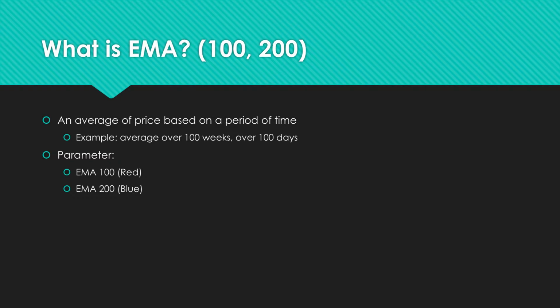So what is EMA? EMA is just a moving average of price based on a period of time. Whether that is 100 weeks or 100 days doesn't matter, it's just based on time. In our case, we're looking at the last 100 weeks. So notice I'm using a weekly chart. And the last 200 weeks. So we're looking at the very long term because we want to see the long-term trend. For the red one, it's actually a 100-week EMA, and the blue one is a 200-week EMA.